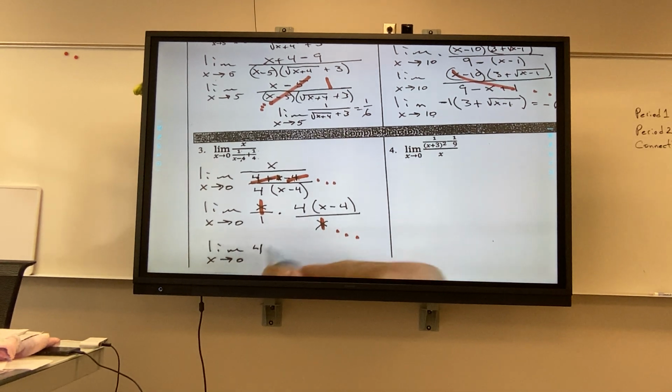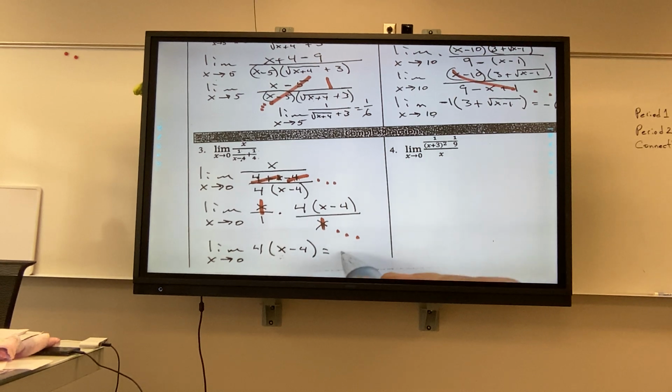So I have 4 times x minus 4 equals what? Can I put 0 into here? Yes. And what will I get as a number? Negative 16. Negative 16 is my number.